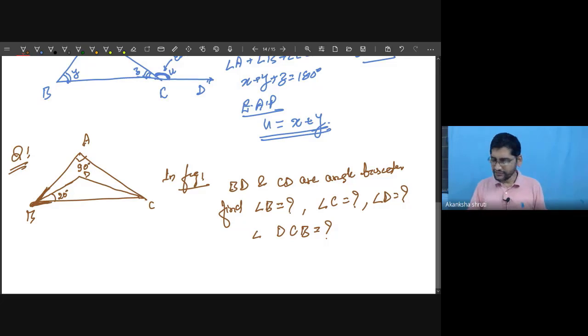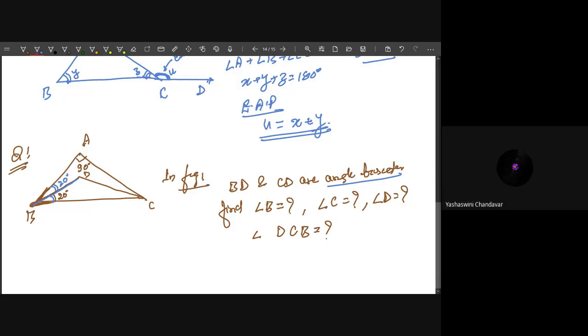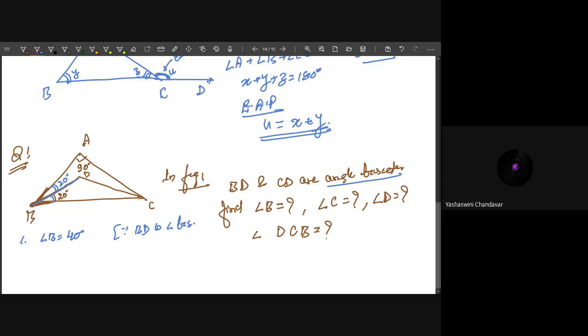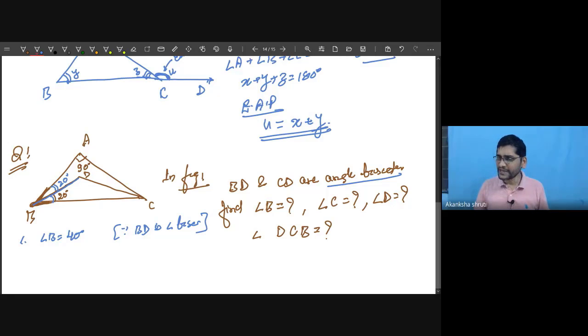Here, whatever is given in your question is very important. So apply what is given. Angle bisector. So here this BD is angle bisector. What does it mean? Whatever the angle 20 degree given here, the other angle will also be 20 degree. So angle B is equal to 40 degree. Since why? BD was angle bisector. So using this property we have calculated.